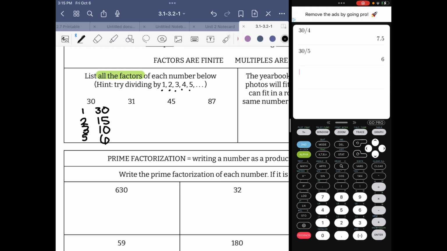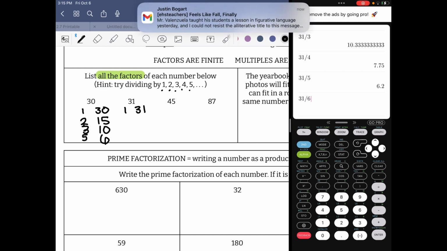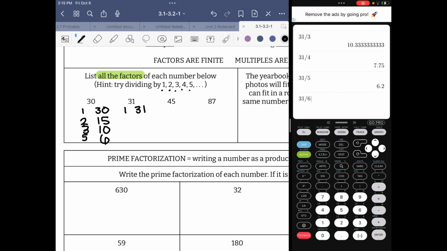Now let's try 31. 31 divided by 1 is 31. But then 31 divided by 2, and 31 divided by 3, and 31 divided by 4, none of these are working. I usually give it until I get to the number 5, 6, 7. If 7 still doesn't work, then it's probably that nothing works.